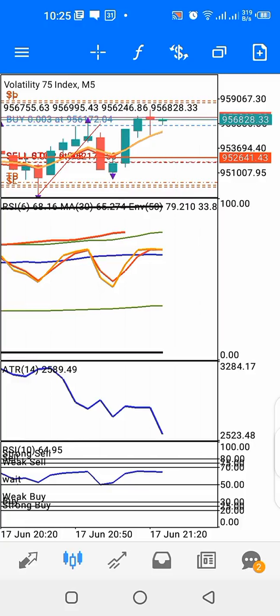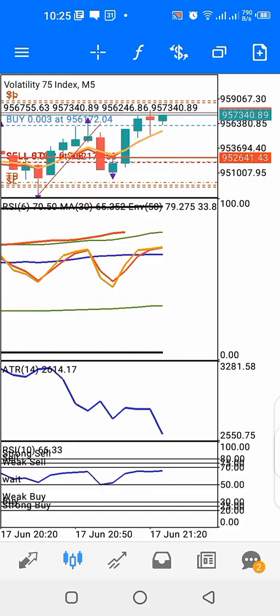Okay, don't forget this strategy is not for small accounts. You do not use a $10 account to practice this strategy or to trade this strategy. The account may blow easily. Okay, the minimum account balance is $300, but for this exercise I'm using a $145 or $146 or $147 account to do this exercise.